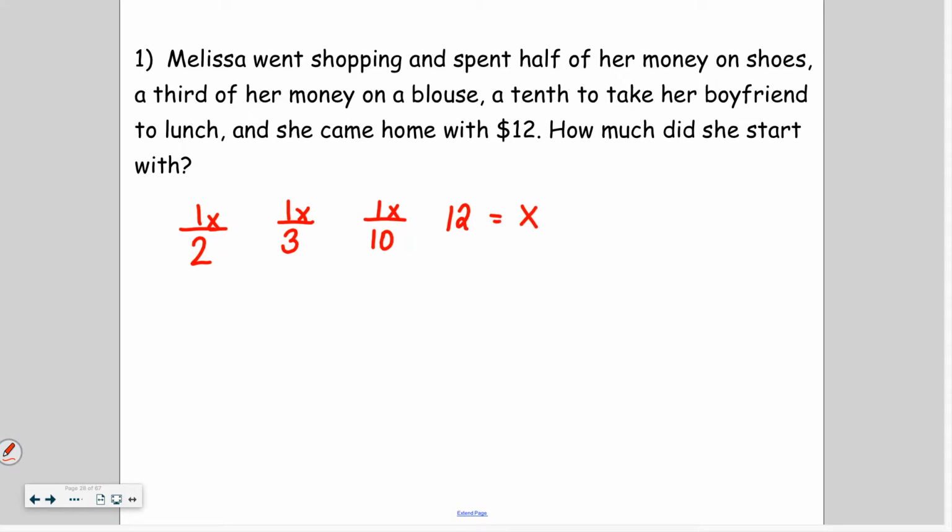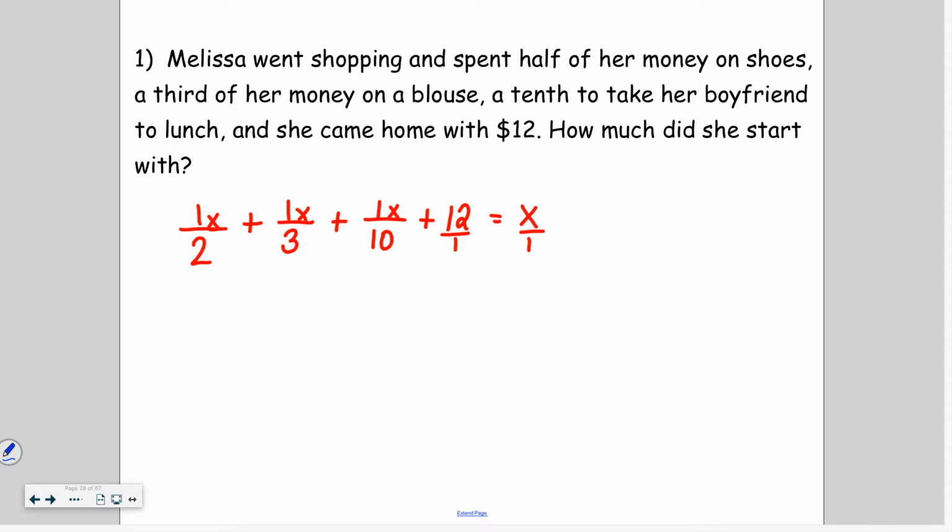All right. Now if we add all of these up, then we're going to find out how much she started with. So we have fractions. We have more than what we had a while ago, but it's okay. So we're going to take and get a common denominator all the way across. Now, let's go ahead and make this a fraction and this a fraction. So what number does 2, 3, and 10 have in common? It just happens to be 30.